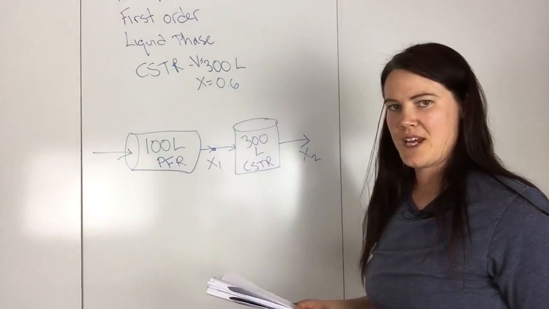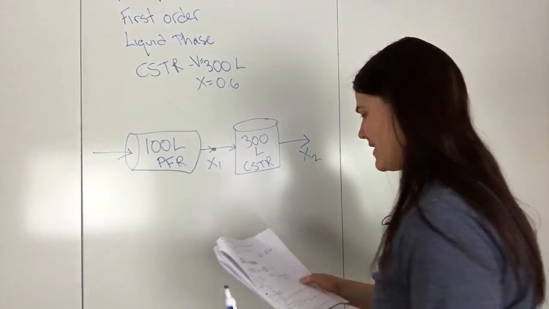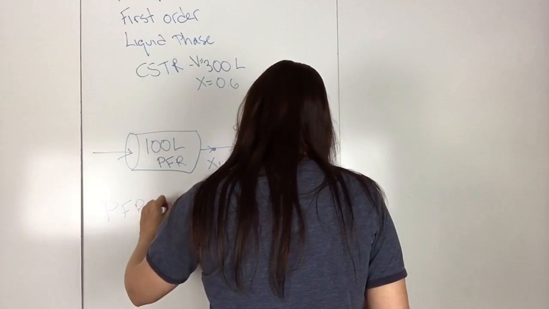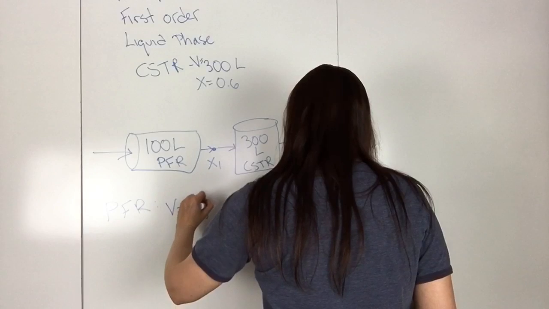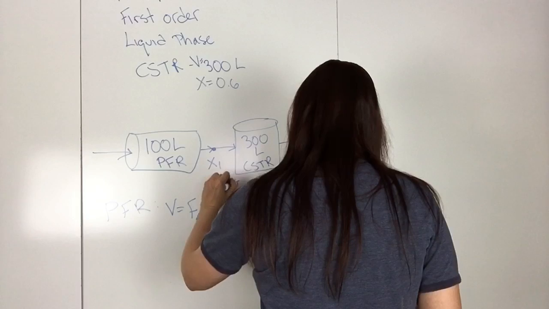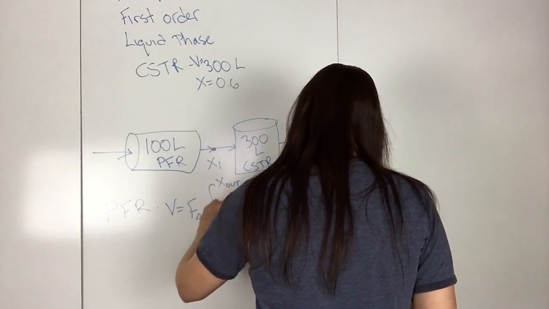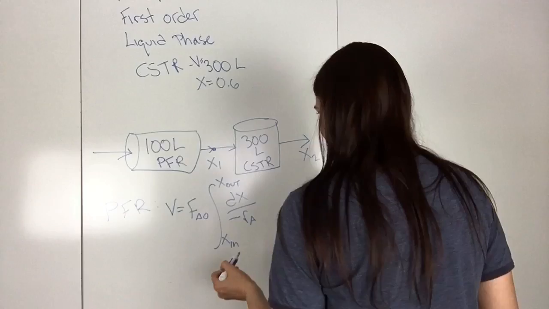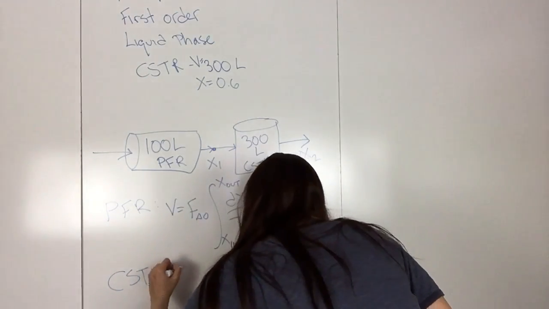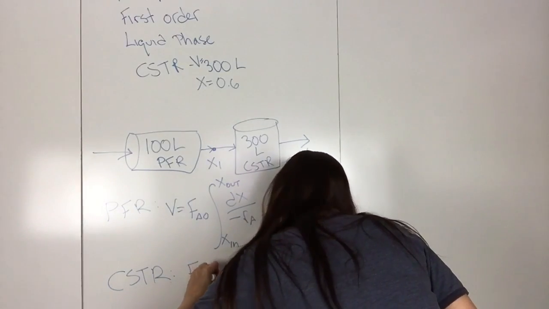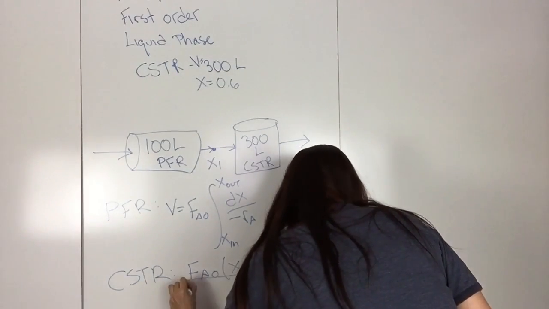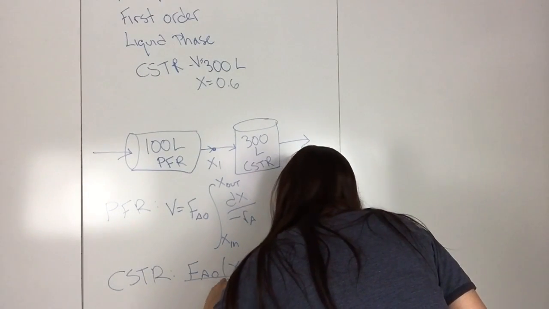At this point, if I was going through this problem, I would write down the design equations for the PFR and the CSTR. For the PFR, it is V equals FA naught integral from X in to X out, dx over the rate. And for a CSTR, it's FA naught times X out minus X in, over the rate.